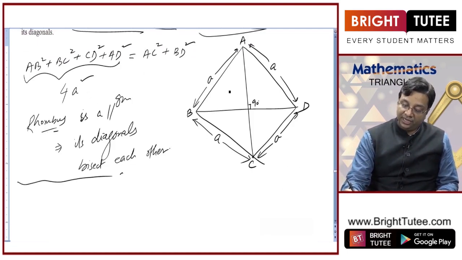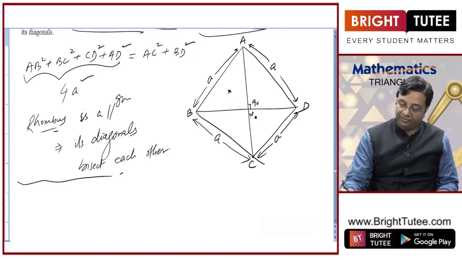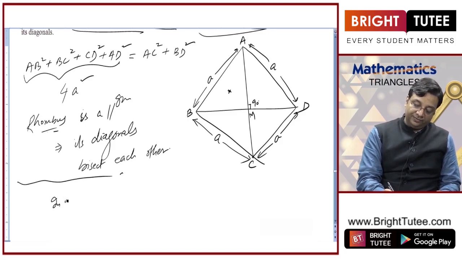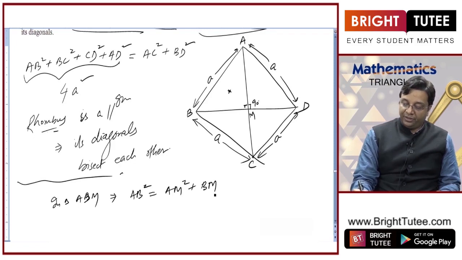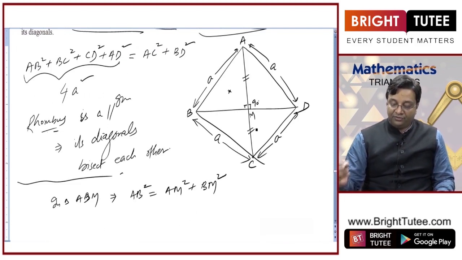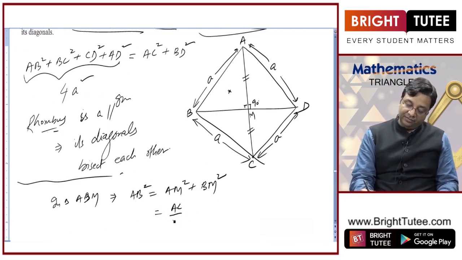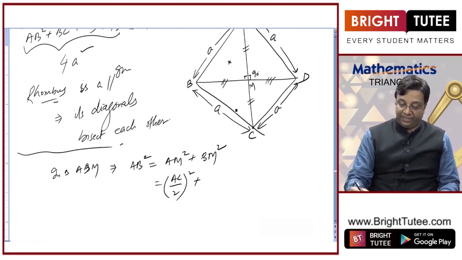If you take care of these two things, then this question is pretty easy. So, you just apply Pythagoras theorem in this triangle. Let us name this point as M. So, in triangle ABM, AB is hypotenuse. So, by Pythagoras theorem, I will say AB square is equal to AM square plus BM square. Right. Now, AM is just half of AC, so I will write it as AC by 2 squared. BM is half of BD, so I will write it as BD by 2 whole square.